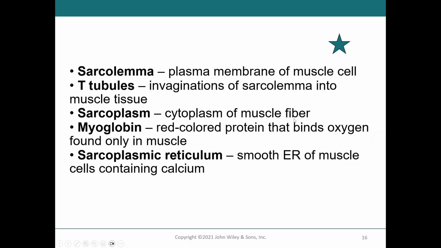Sarcoplasm is the cytoplasm of the muscle fiber, and then myoglobin. If you remember me talking about hemoglobin, hemoglobin is within the red blood cell. It's a protein that is the functional unit that binds to oxygen and allows our red blood cells to actually move oxygen. Instead of hemoglobin, it is myoglobin. It's a red colored protein that binds oxygen, found only in muscle.